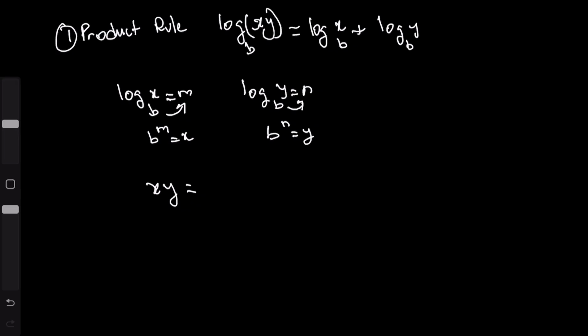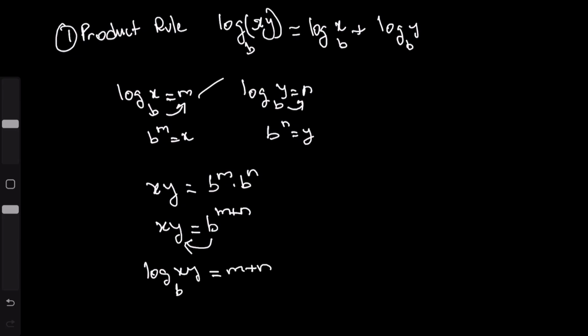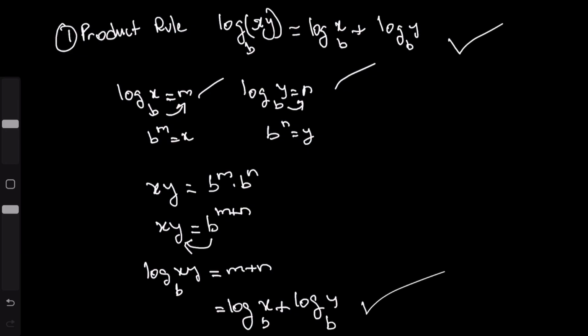According to the product rule in exponents, b power m into b power n will be b power m plus n. So let's convert this again to logarithm form. Log xy to the base b equals m plus n. We have m and n, we assumed, right? So that will be log x to the base b plus log y to the base b. Hence this is proved.